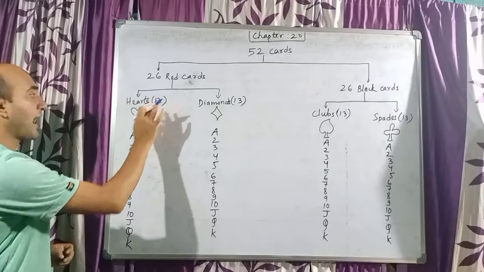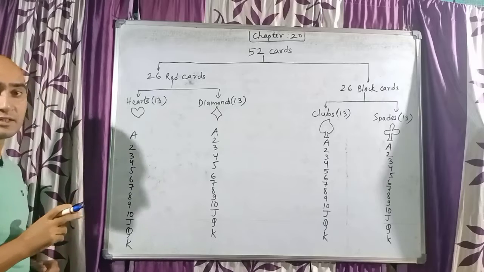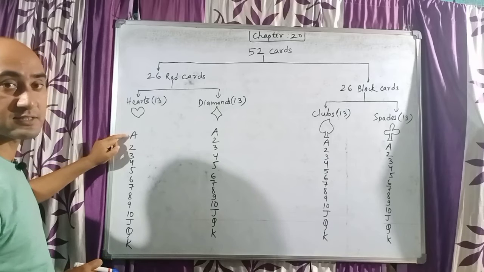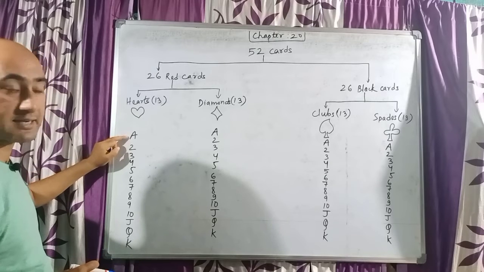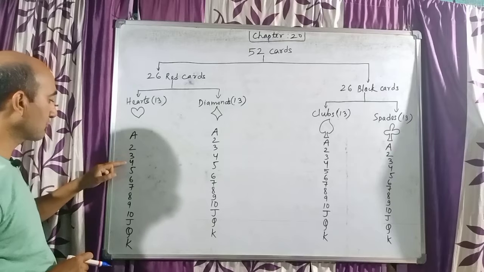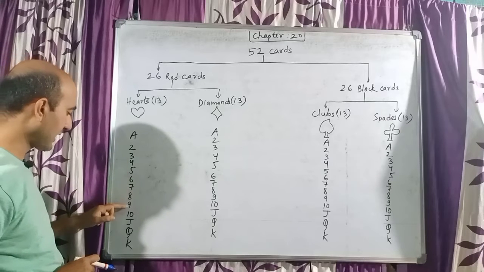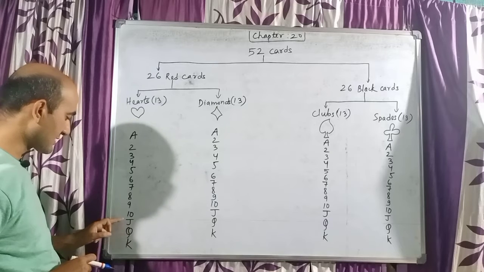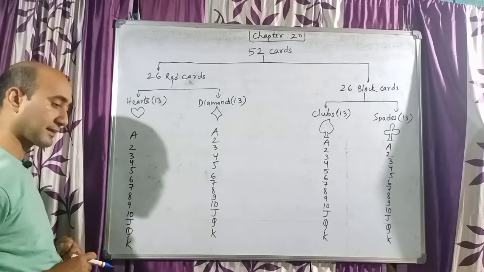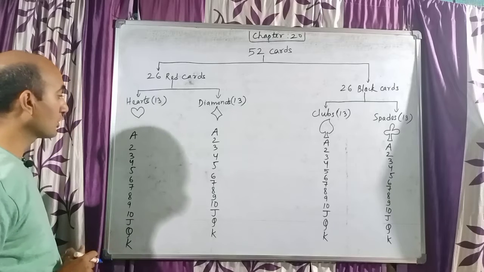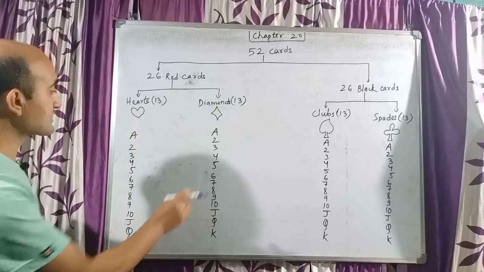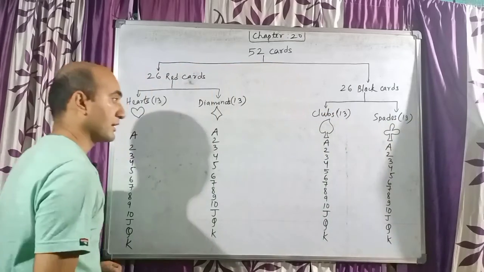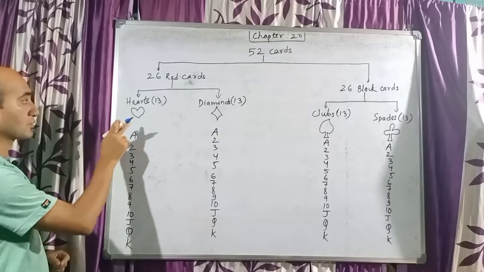In these 13 heart cards, it is denoted by some numbers and alphabets. So the first card is named as A for ace card. Then comes 2, 3, 4, 5, 6, 7, 8, 9, 10. They are called numbered cards. And J, Q, K, that is Joker, Queen, King, they are called face cards. So whatever I said for heart, it is same for diamond, it is same for clubs, it is same for spade.